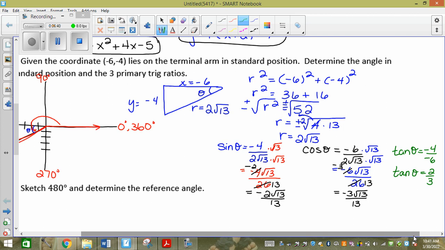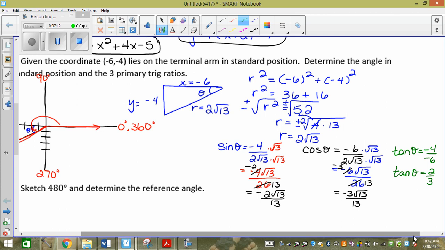I also asked you for the angle in standard position. In order to get the angle in standard position, I need the what? Reference angle. And how do I get the reference angle? I take tan inverse of what? Do we use negatives when we do tan inverse? No. When we do the reference angle, we will always take the positive.